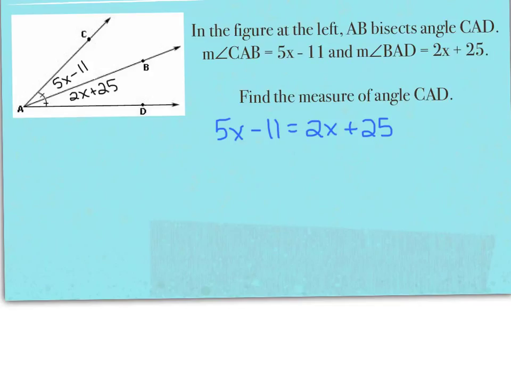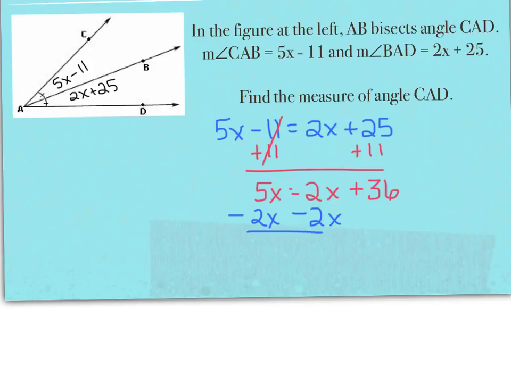Clay, you got it? Yeah, you can add 11. Sure. Yeah, let's add 11. So 5x equals 2x, and then 25 plus 11 is 36. What now? Subtract 2x. So subtract the x's, subtract 2x from each side. And I get 3x equals 36. So x would equal what? Yep, divide by 3, you get x equals 12.